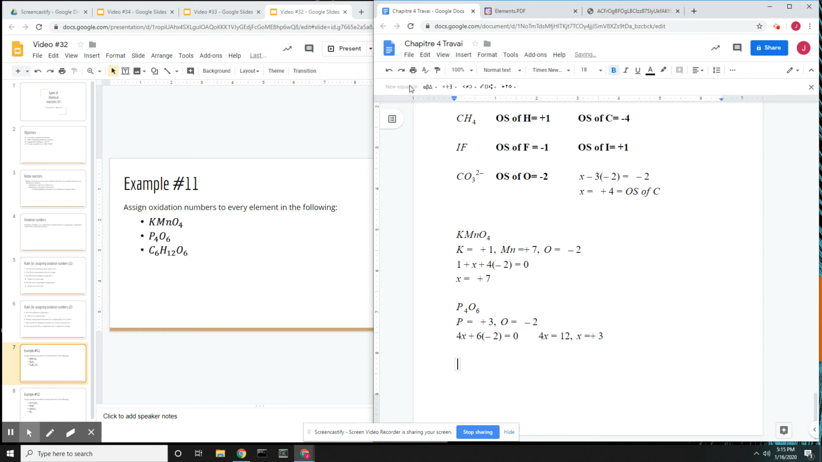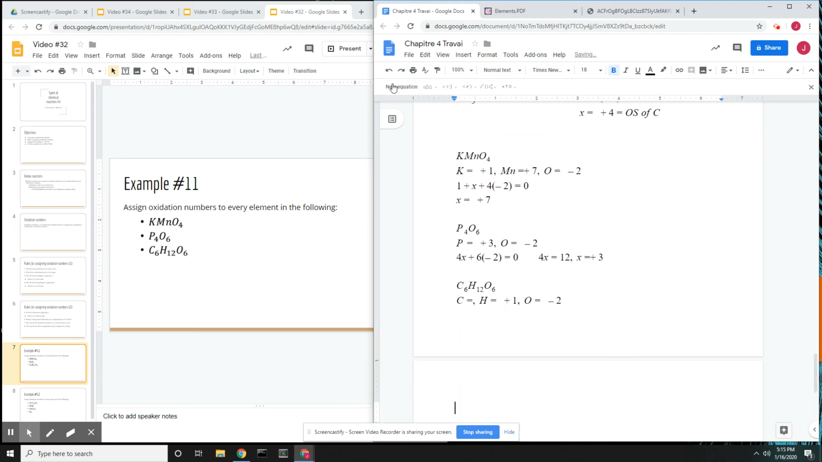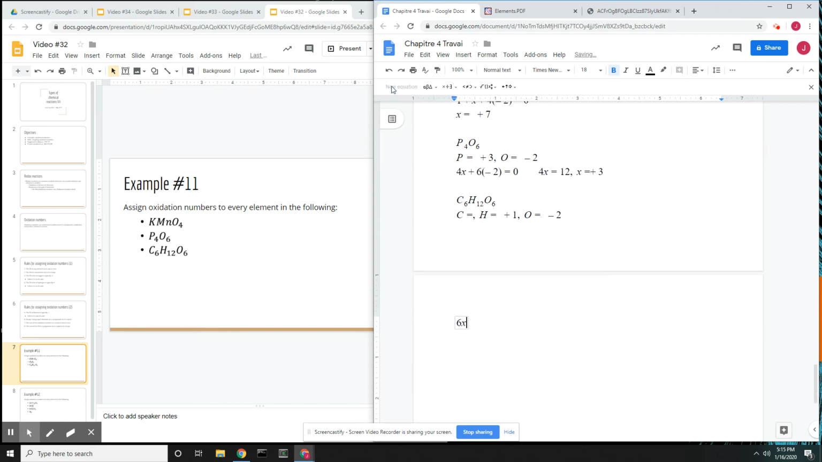Now for C6H12O6, carbon does not have a known oxidation number, so I'm leaving it blank. Hydrogen has one, it's +1, and oxygen has one, it is -2. So I'm just going to solve to find carbon. I've got 6x plus 12 minus 12 is equal to 0. I get that the oxidation state is 0. You can have 0 as the oxidation state. You're not going to get fractions as oxidation states, just so you're aware. If you get a fraction, it means you probably did something wrong. I'm never going to give you ones that give you a fraction.